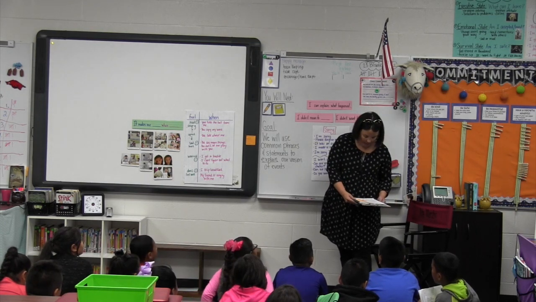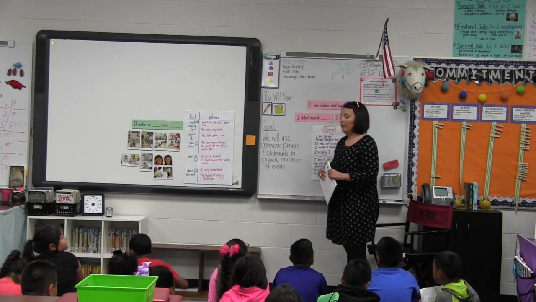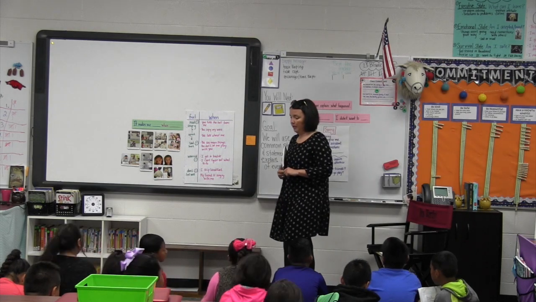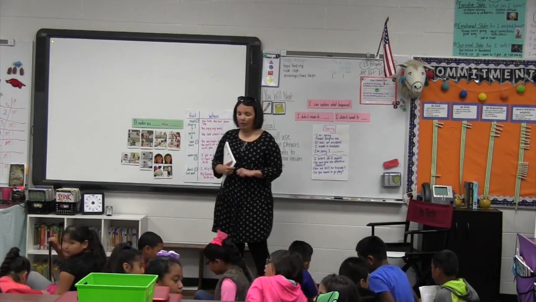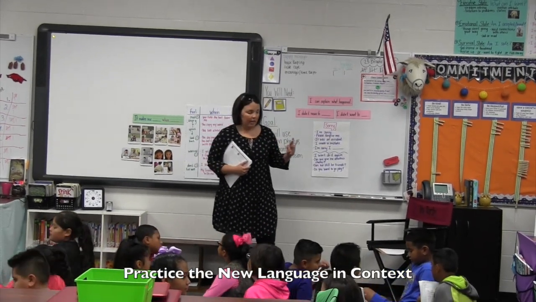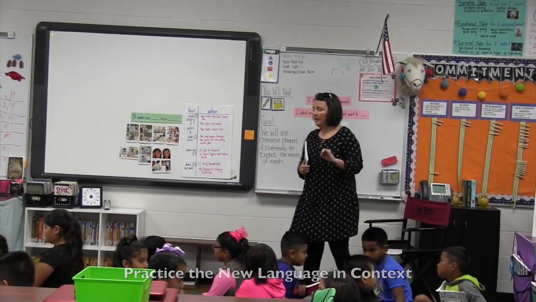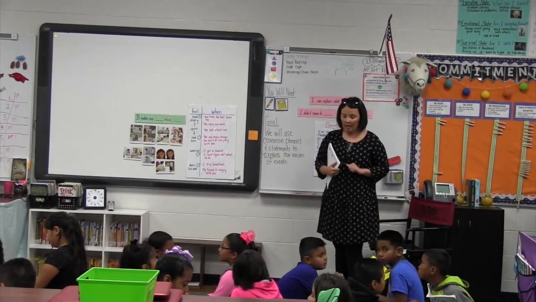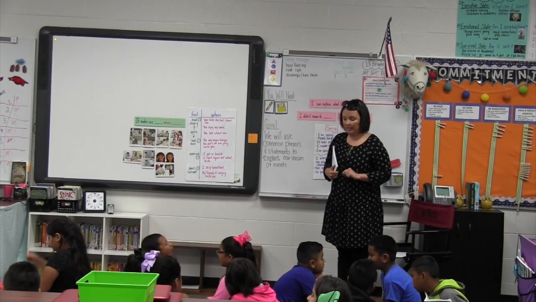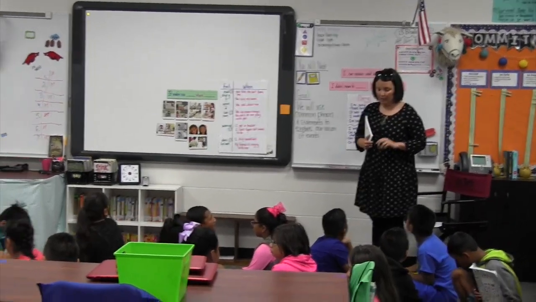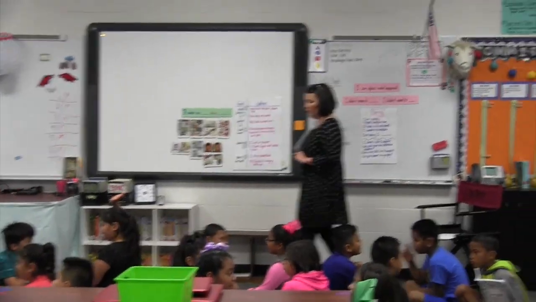So, now what I want you to do is turn knee to knee with your elbow partner. Okay, so you are knee to knee, and I want you to do it in 3, 2, 1, 0. Now, with your elbow partner, I want you to decide today who is A and who is B. Do it quick. 3, 2, 1, 0.